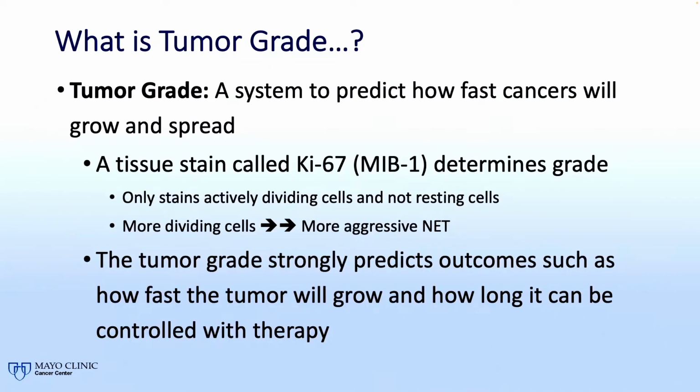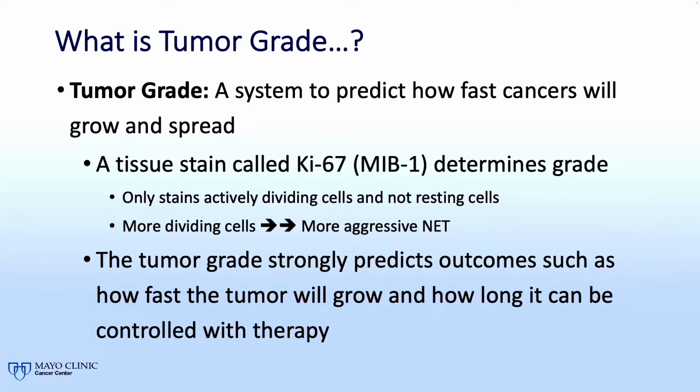Well, let's first talk about what is grade. A tumor grade is a way to determine how aggressive a tumor will be. And we can do that by staining the tumor, almost like staining your deck. You stain with a tissue stain. The stain only sticks to the tumor cells that are actively growing. This is called Ki-67. You've heard this before, and it's also called MIB1 in some places. The more dividing cells, more growing cells, the more cells will pick up the stain and be positive.